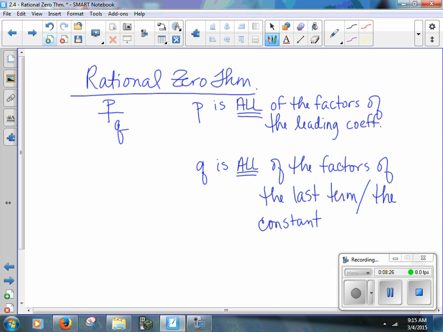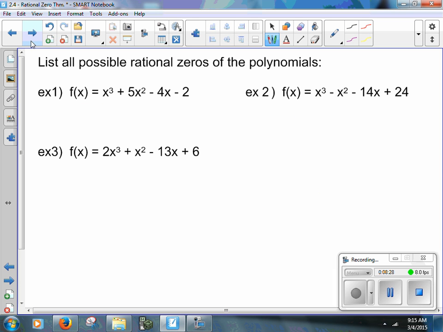Let me show you what it's going to do, okay? Let's look and see what's going to happen. We're going to find all of the possible rational zeros of these polynomials. So write the instructions and write the first example. Don't write the other two because we may not do both of them.